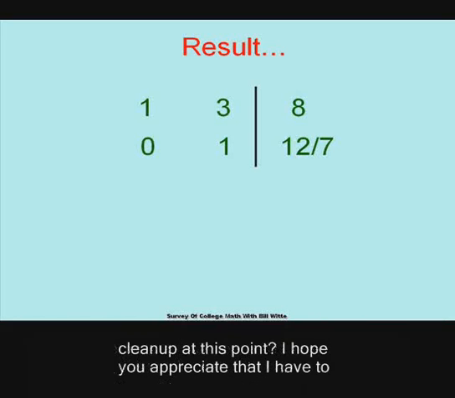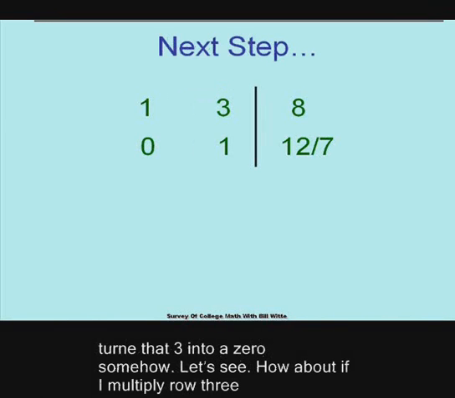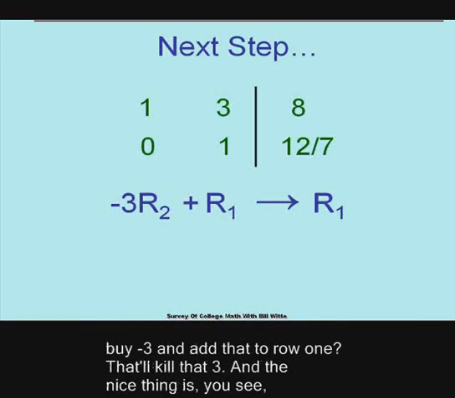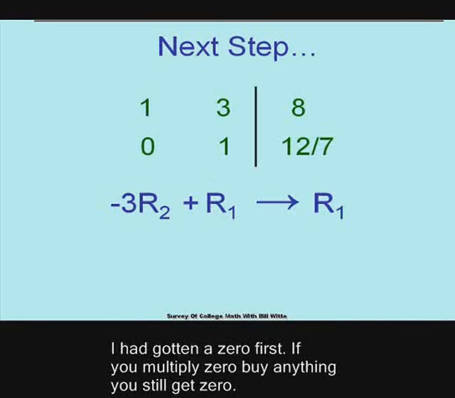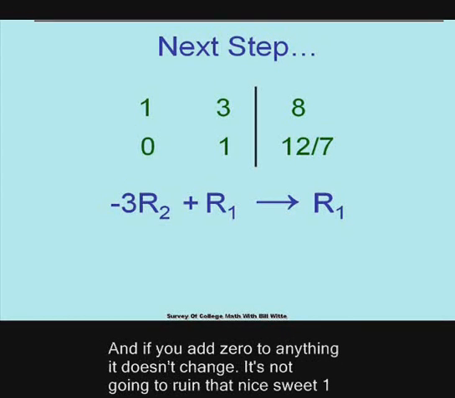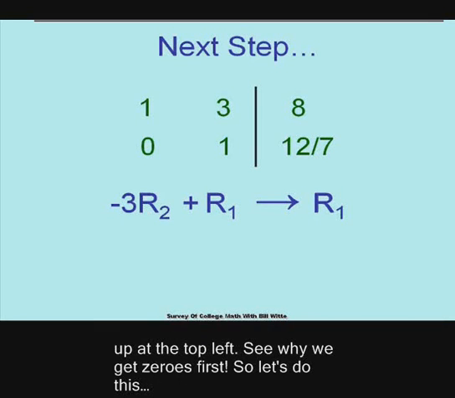Now, what do we have to clean up at this point? I'm going to have to turn that 3 into a 0 somehow. Well, let's see. How about if I multiply row 2 by -3, that's going to be 1 by -3, and add that to row 1. That'll kill that 3. And the nice thing is, you see, I had gotten a 0 first. If you multiply 0 by anything, you still get 0. If you add 0 to anything, it doesn't change it. It's not going to ruin that nice sweet 1 up at the top left. See why we get zeros first?